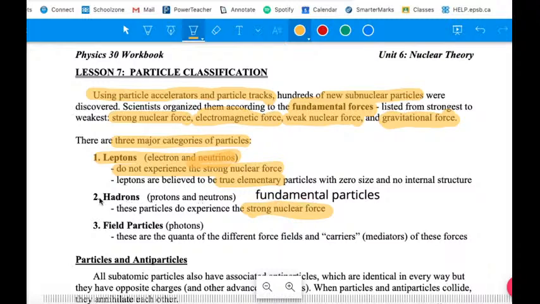Next, we got hadrons. So leptons and hadrons, where hadrons are our protons and neutrons that experience strong nuclear force. Right, so nothing really new there, just a new name to categorize them.